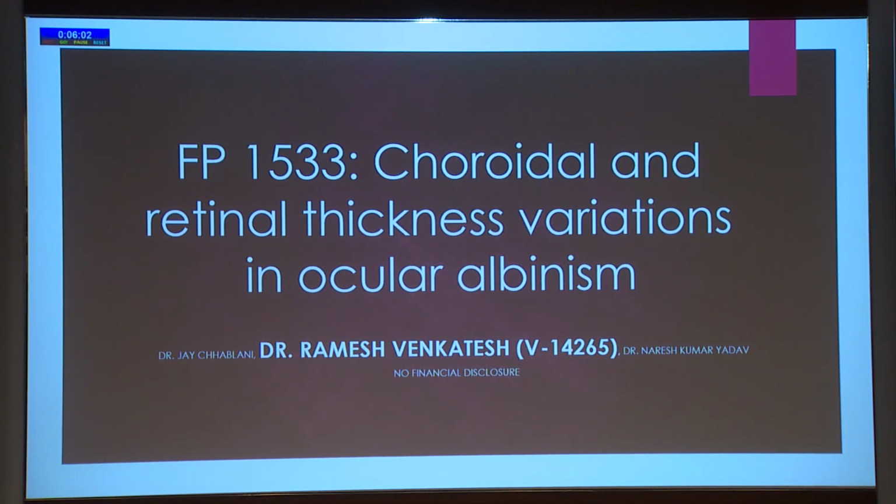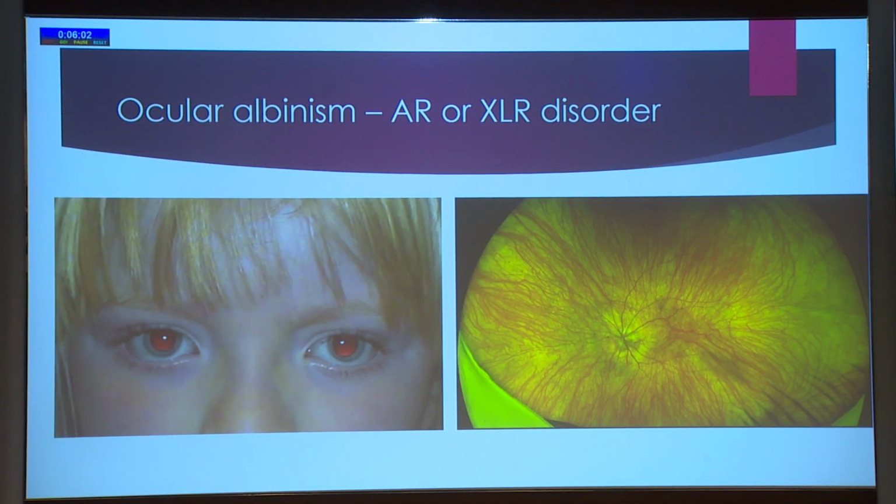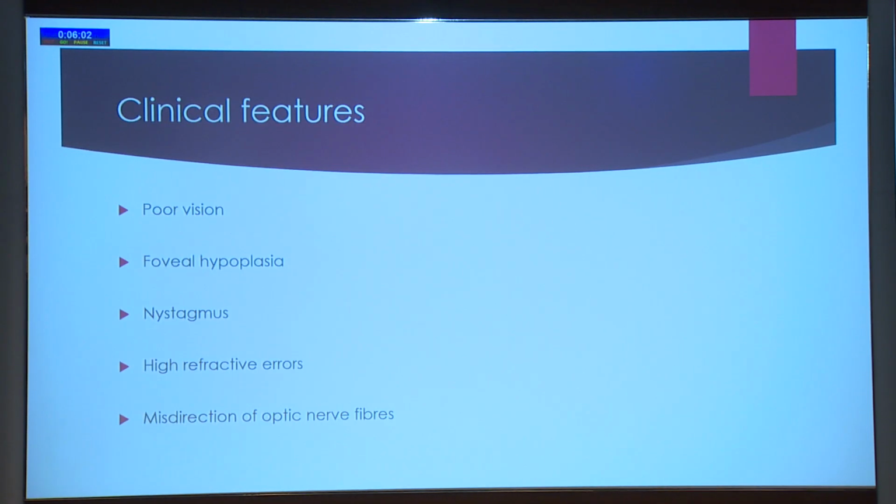So my topic for today's free paper presentation is choroidal and retinal thickness variations in ocular albinism. We know ocular albinism is a genetic disease characterized by absent synthesis of melanin. It is an autosomal recessive or X-linked recessive disorder characterized by poor vision, foveal hypoplasia, nystagmus, high refractive errors and misdirection of the optic nerve fibers.